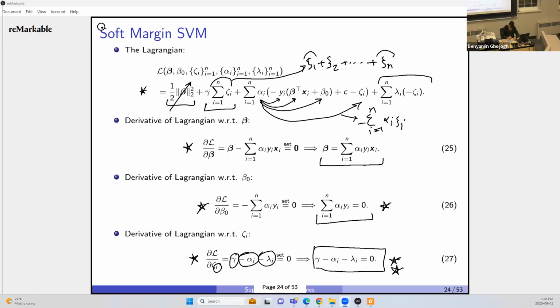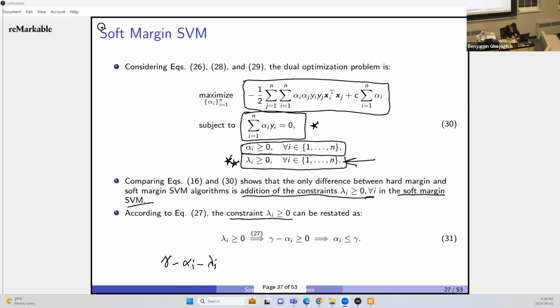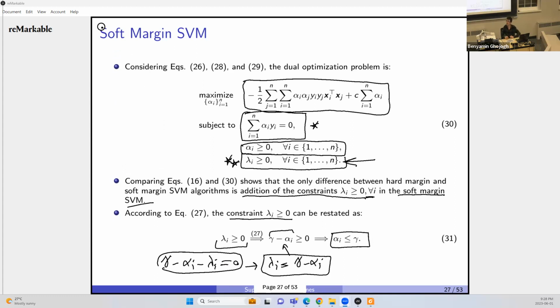Let me write it because I can't memorize it. Gamma minus alpha i minus lambda i equals zero, right? So lambda i is gamma minus alpha i. I rearranged equation 27. Now, as lambda i should be greater than or equal to zero, therefore gamma minus alpha i should be greater than or equal to zero. Rearrange it, and it becomes alpha i is less than or equal to gamma. Interesting. We can restate the constraint lambda i greater than or equal to zero as alpha i less than or equal to gamma.